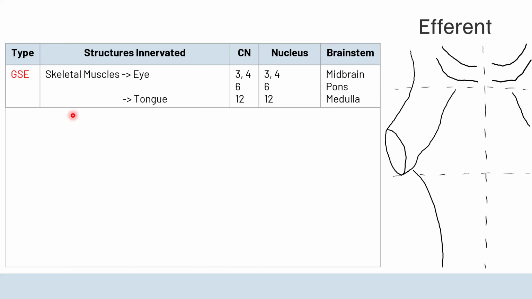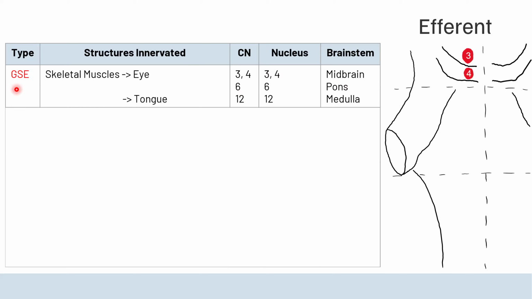All right, back to our topic. We said that we have our general somatic efferents for the skeletal muscles that are in the eye and the tongue. So for the eye, we have cranial nerves 3, 4, and 6. And for the tongue, we have cranial nerve 12. So their nuclei for cranial nerve 3 should be in the midbrain, right? So let's place that in the midbrain right there. And then for cranial nerve 4, it should also be in the midbrain. So let's place that in the midbrain. Why not?